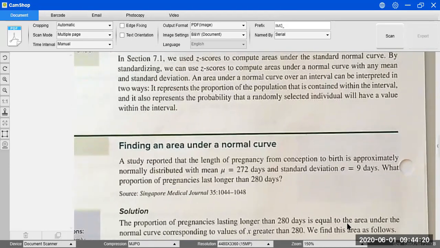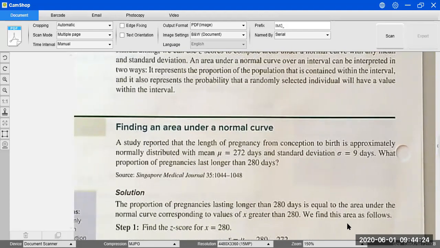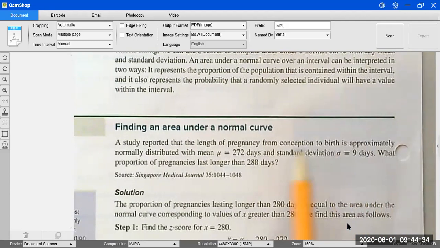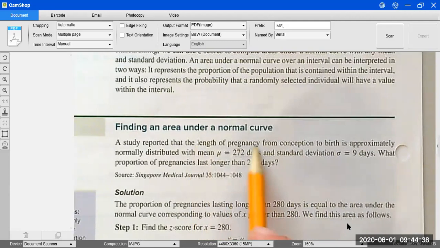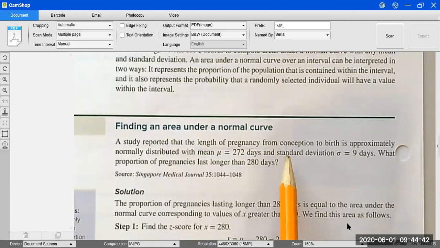So example 7.13 is about the following. A study reported that the length of pregnancy from conception to birth is approximately normally distributed. So the first thing is they are talking about the length of pregnancy. So they are talking about continuous data.